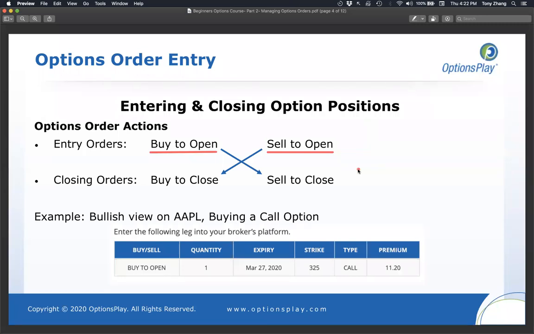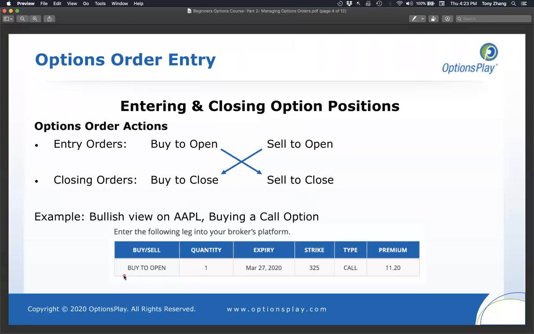So be very careful when you're entering your orders, especially when you're closing your transactions, that if you buy to open, you make sure that you sell to close and you don't sell to open. Because again, if you sell to open, you will end up in a position that you do not want to be in. So an example of this is if, let's say, you have a bullish view on Apple and you're thinking about buying a call option, which is one of the strategies we discussed last week for a bullish view on an underlying stock, that order would look something like what I have here below.